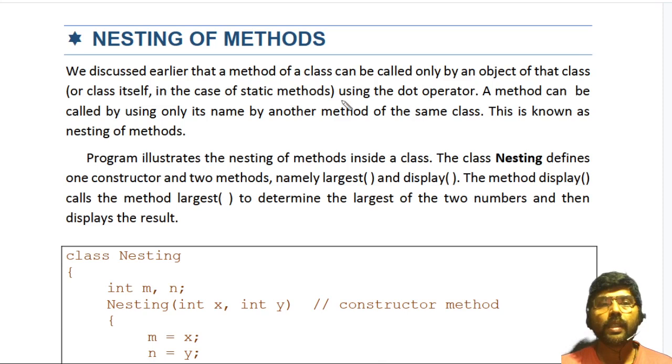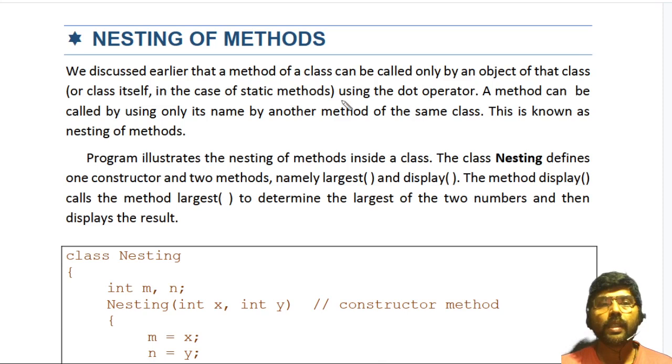A method can be called by using only its name by another method of the same class. That means I am not using dot operator as well as object or class name. So such a concept is called nesting of methods. Now I have explained it with some example.